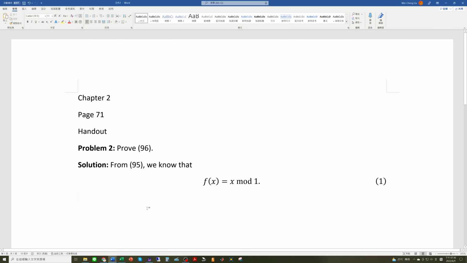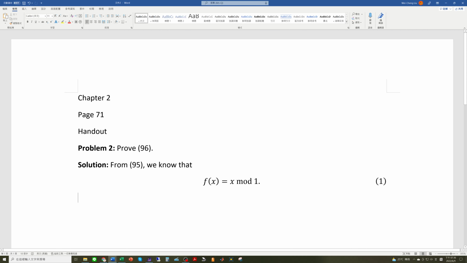Hello everyone. Let us continue the third part of today's class. Let us go back to the blackboard. We are solving problem 2 of the handout on page 71, chapter 2.